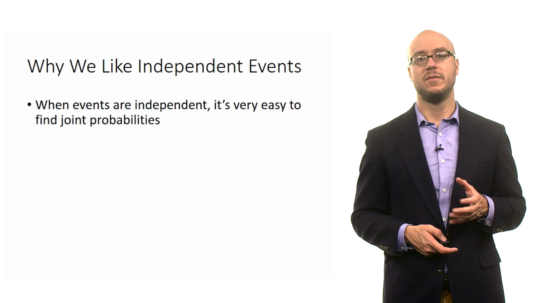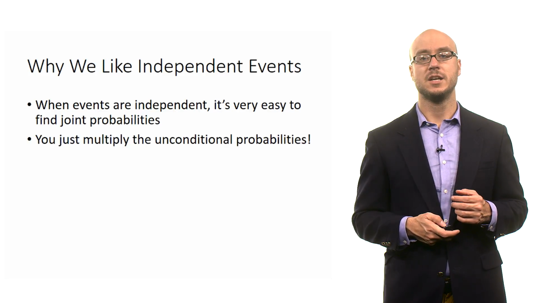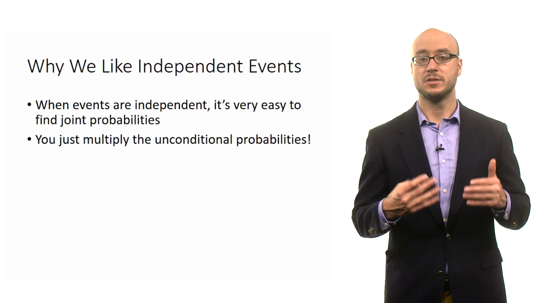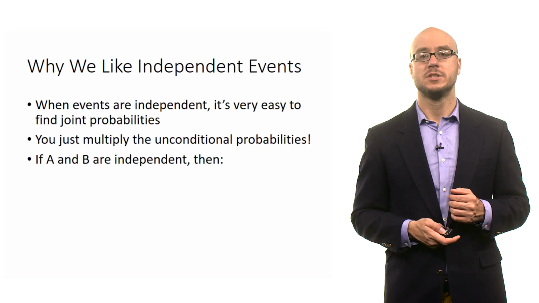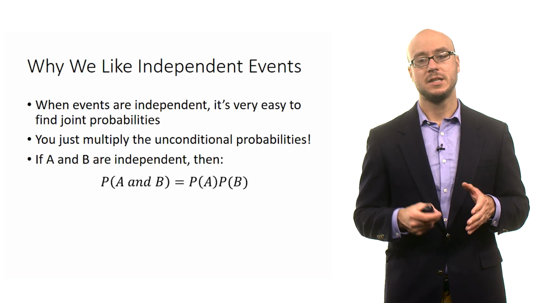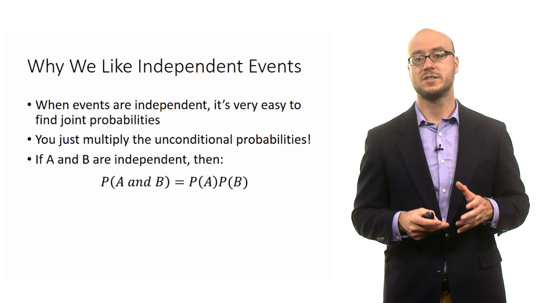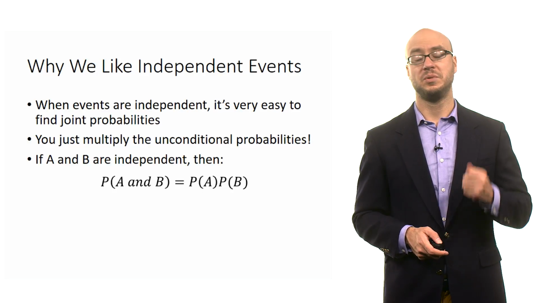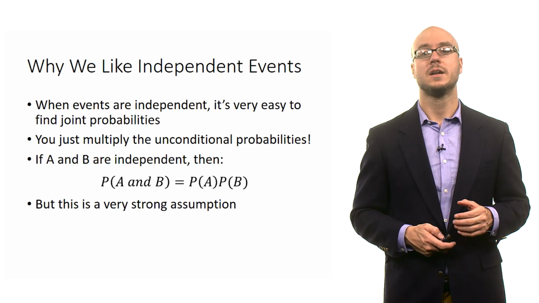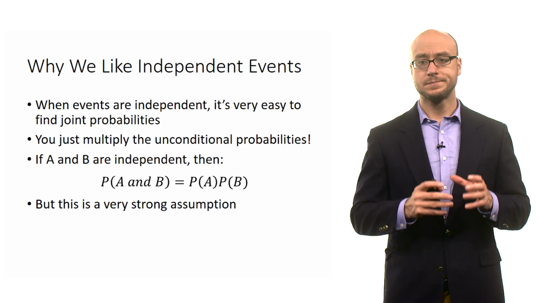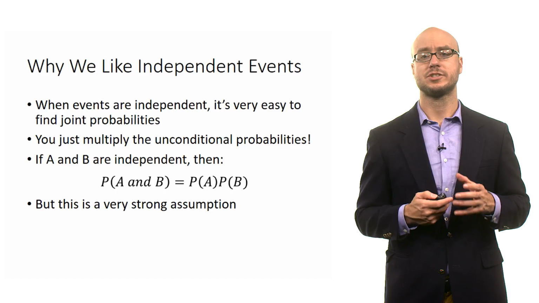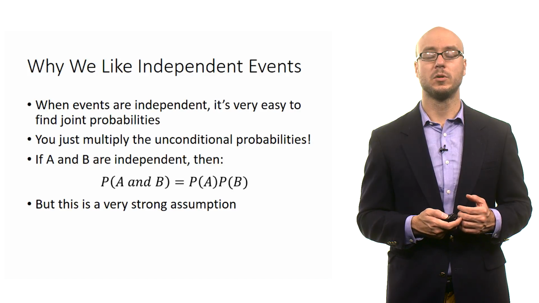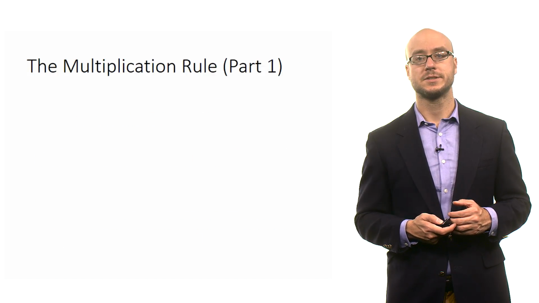We like independent events because it's very easy to find joint probabilities. Joint probability, if you recall, is just the probability of A and B, two events occurring at the same time. If we know that A and B are independent, then to find the joint probability you just multiply those probabilities together. So if A and B are independent, then the probability of A and B equals the probability of A times the probability of B. However, in practice, this is a very strong assumption. We often don't encounter independent events that we can simply multiply together to find joint probabilities.